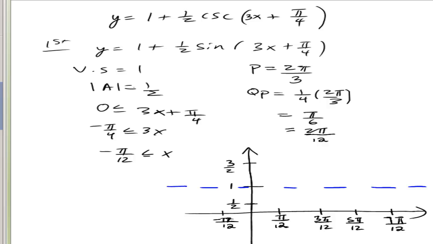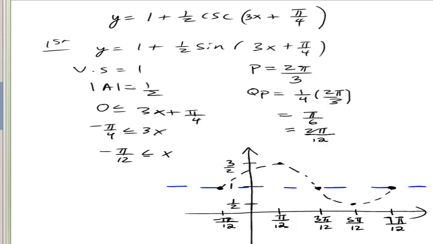So now I'm going to sketch in sine. Sine would start on the axis, so at negative pi over 12 we're going to be at 1. At pi over 12 we're going to be at 3/2. At 3 pi over 12 we're going to be back at 1. At 5 pi over 12 we're going to be at a half, and at 7 pi over 12 back at 1. And so I'm just sketching in my sine curve. But this is not the one we want to graph, we're just using it to graph cosecant.